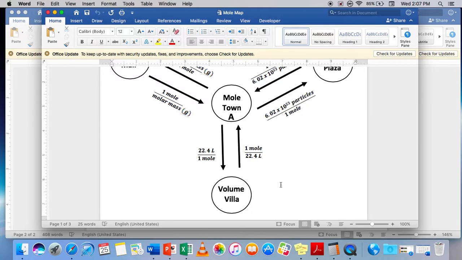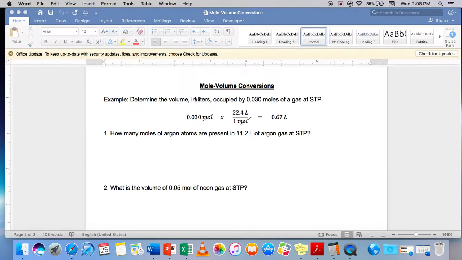This is the simplest conversion because you only have two possibilities. The number 22.4 is always going to stay the same. 1 mole of a gas equals 22.4 liters. So let's look at our first example, which is already done for you. It says determine the volume in liters occupied by 0.030 moles of a gas at STP.